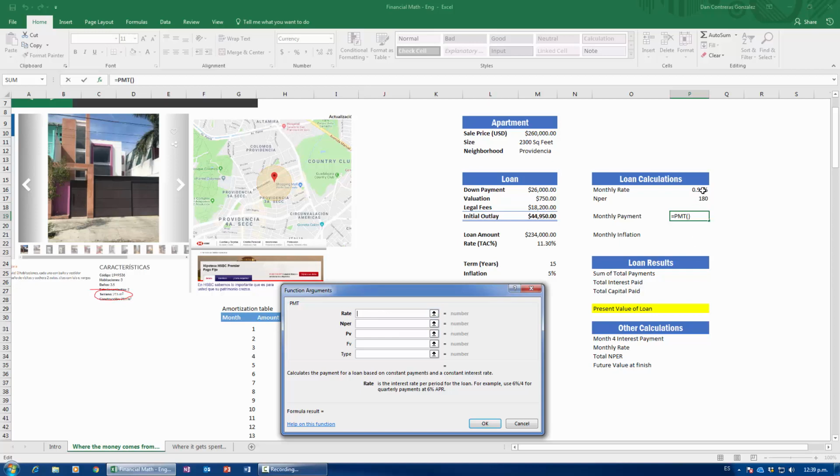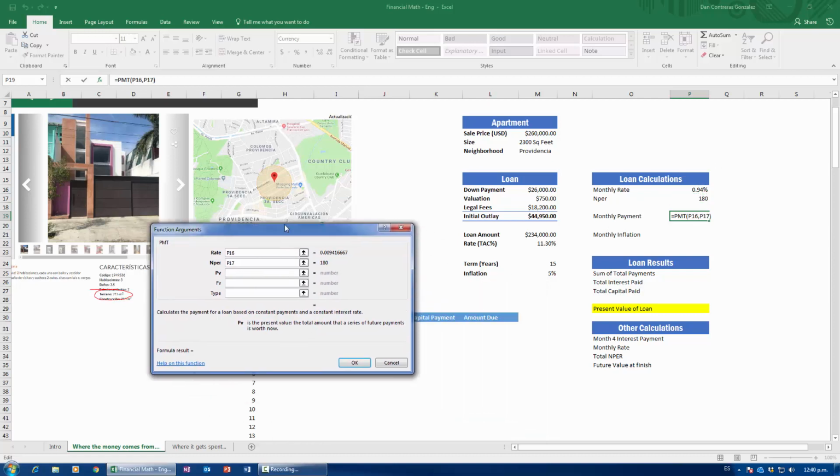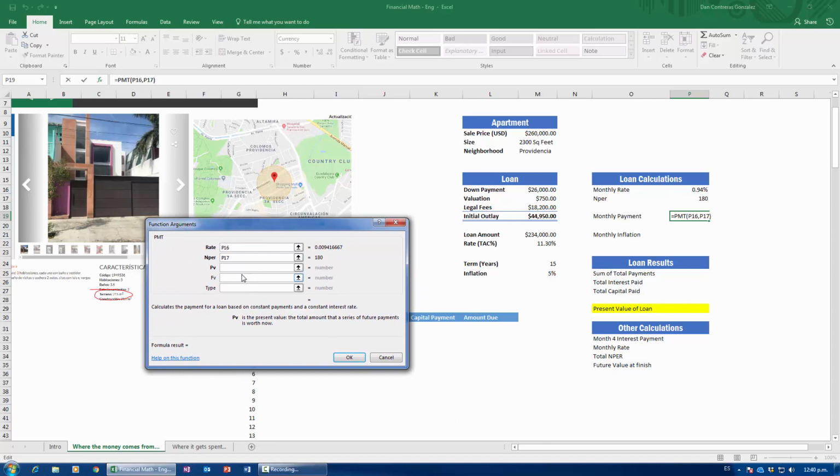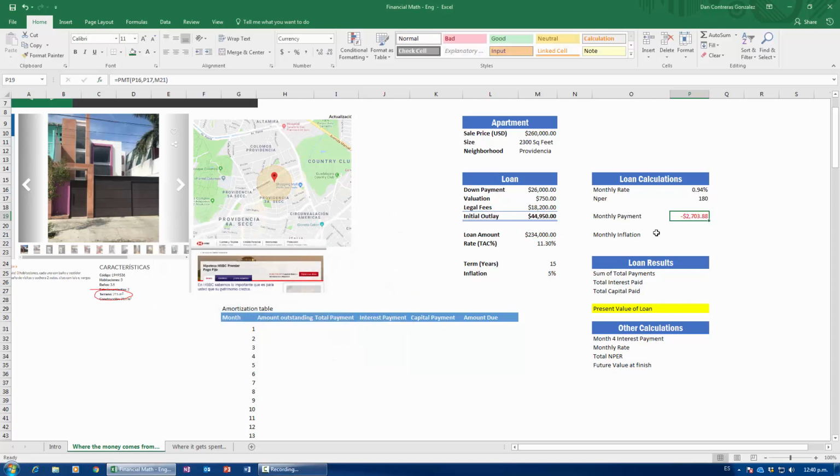All right, guys. So I select over here the monthly rate, number of periods, that's going to be 180 periods. And finally, present value, guys. Present value, that's going to be how much money the bank loaned us, which is going to be 234 grand. All right, guys. So I'm going to press OK, and right here we get how much we're supposed to be paying out back to a bank.